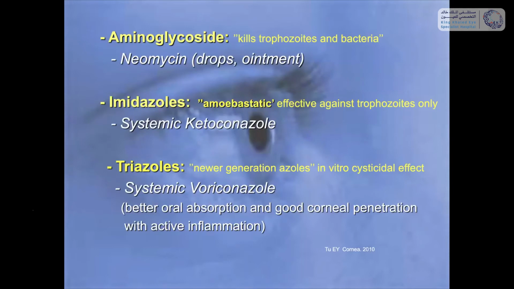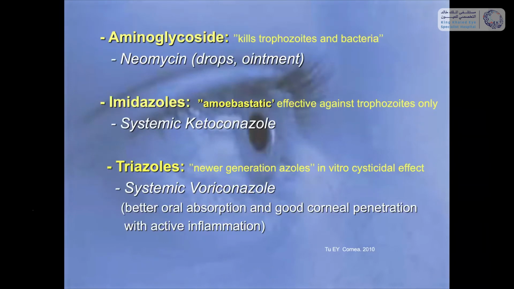Also, aminoglycosides like neomycin are used in the treatment of this condition because it kills the trophozoites and the bacteria also with it. Imidazole is amoebostatic and it's effective against trophozoites only, like systemic ketoconazole and itraconazole. These are the imidazole group.